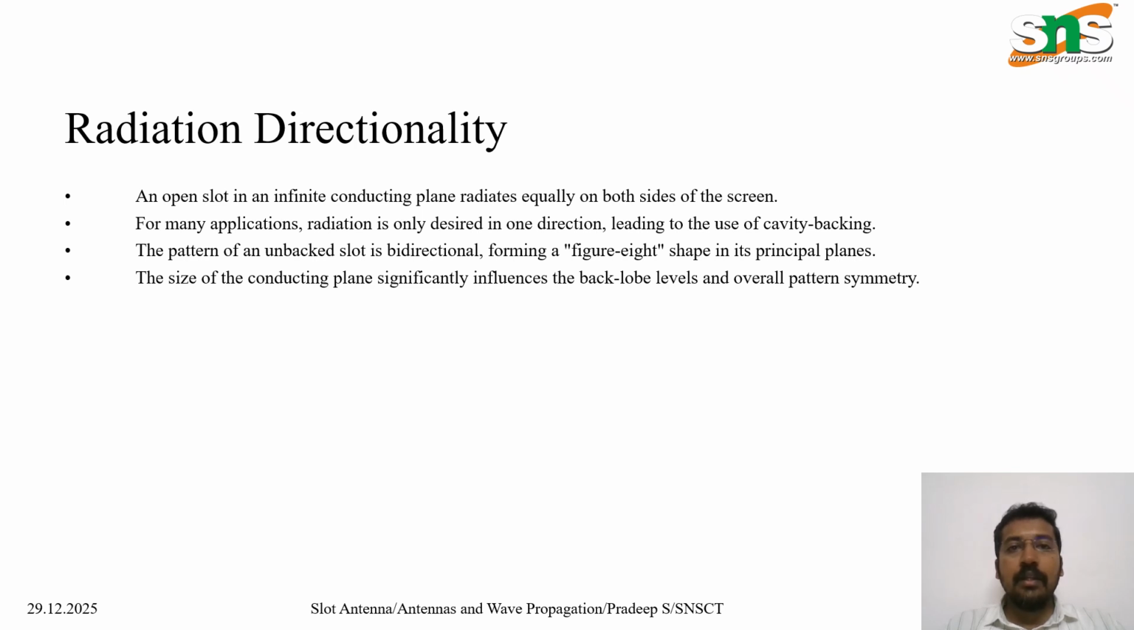Radiation directionality. An open slot antenna radiates equally in both directions when placed in a large conducting plane. This produces a bidirectional radiation pattern that looks like a figure 8. The size of the conducting surface affects the symmetry of radiation and the level of back radiation.